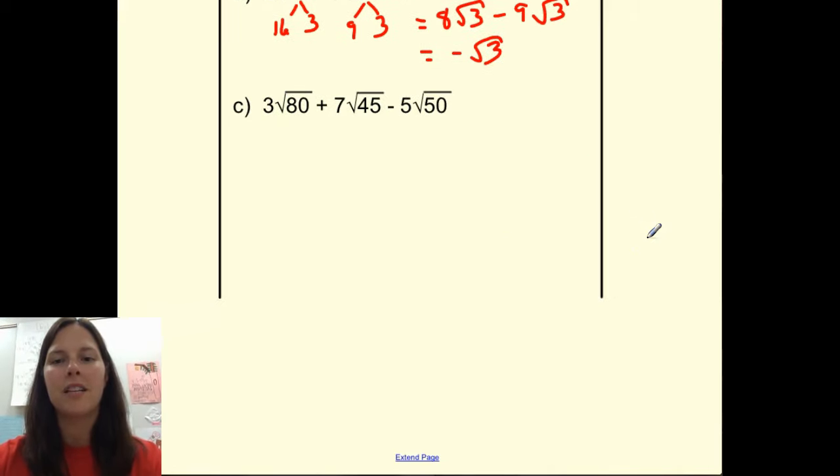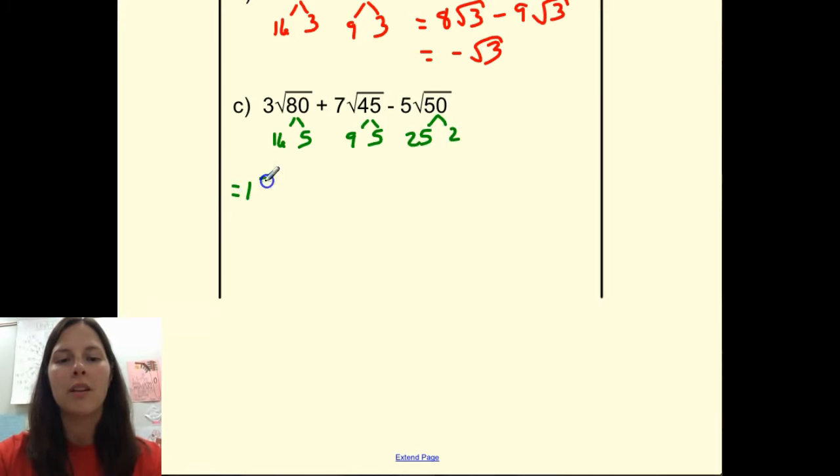Our final example, we'll take a look at that one more time. We saw the square root of 80 simplified earlier, 16 times 5. 45 is 9 times 5. And the perfect square factor of 50 is 25. That's 25 times 2. Taking the square root of 16, which is 4, and multiplying it by the 3, I get 12 times the square root of 5. Taking the square root of 9, I get 3. Multiplying by the 7, I get 21 times the square root of 5.